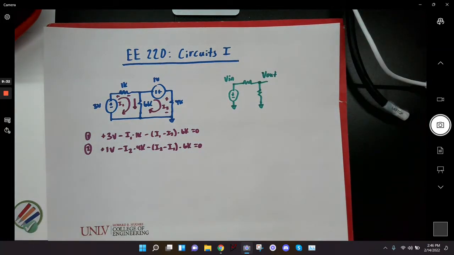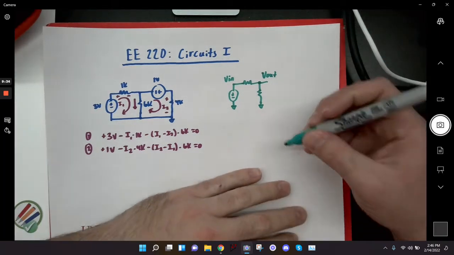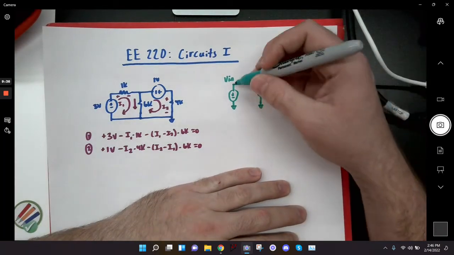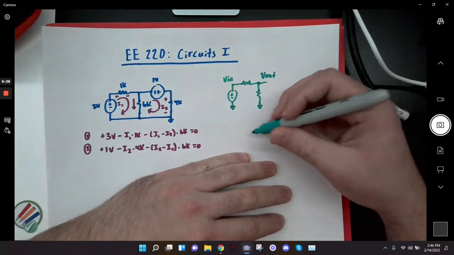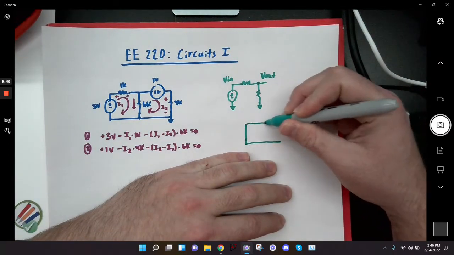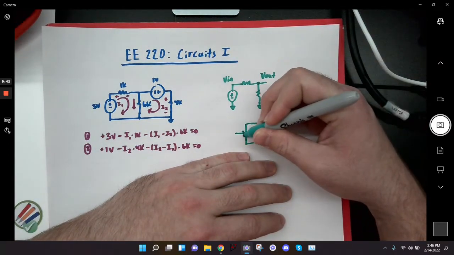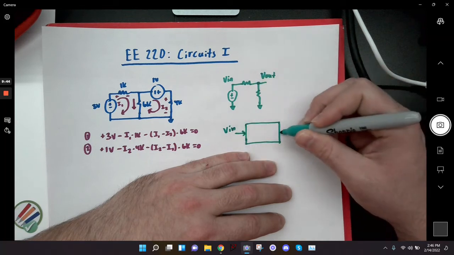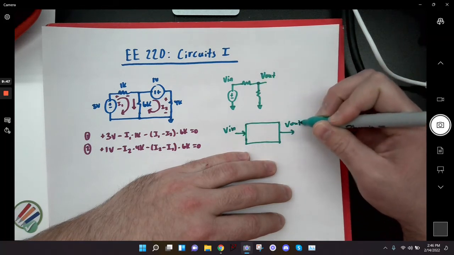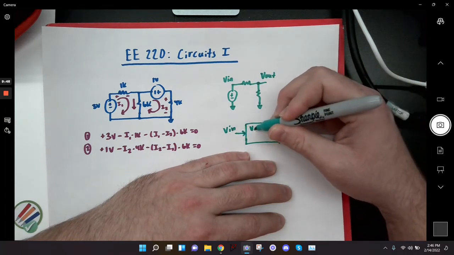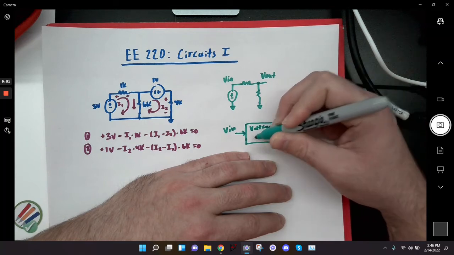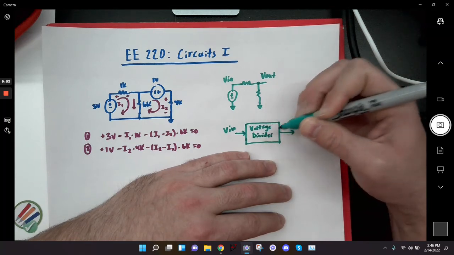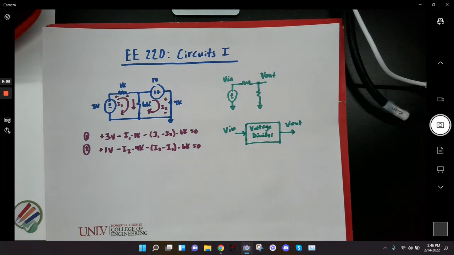So let's just take this as a mini system, where what's in this circuit is going to be my box. That's going to be my system, and it just has an input, V in, and an output, V out. So what's inside of here is a voltage divider. So let's say that the voltage divider was my circuit.